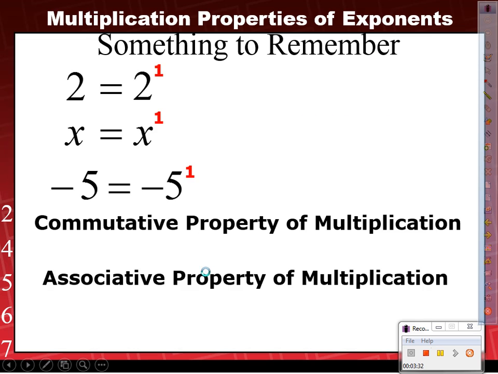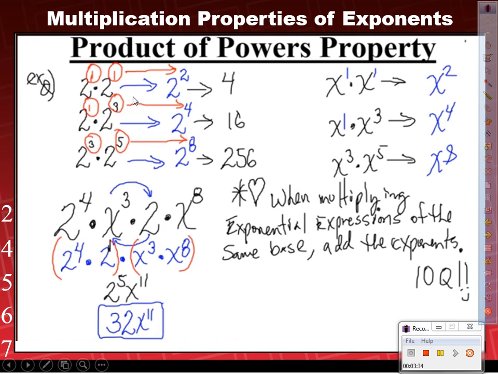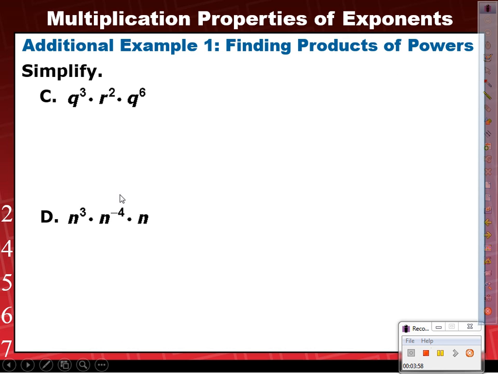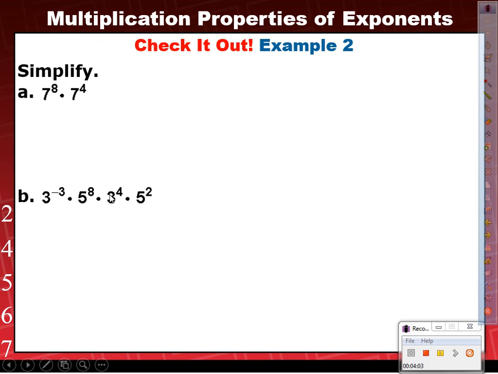Okay? So, I gave you guys notes such as this. Remember that? And then once we understood the rule, we came up with our rule and we said asterisk, heart, when multiplying exponential expressions of the same base, add the exponents. 10 cubed. Remember that? Okay, so we got that. That was the product of powers property. So from there, we did these two. And I think we stopped there, right?